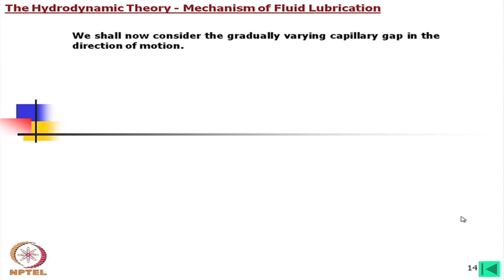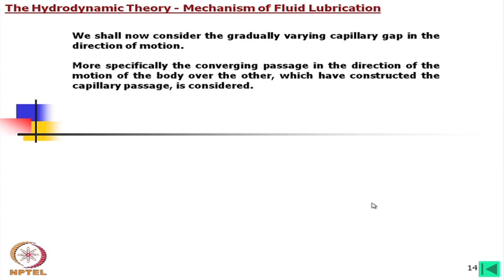We shall now consider the gradually varying capillary gap in the direction of motion. Earlier, what we have found is that there is no variation in the gap, a uniform capillary passage. Now, we shall consider the capillary gap is varying. More specifically, the converging passage in the direction of the motion of the body over the other, which have constructed the capillary passage, is considered.